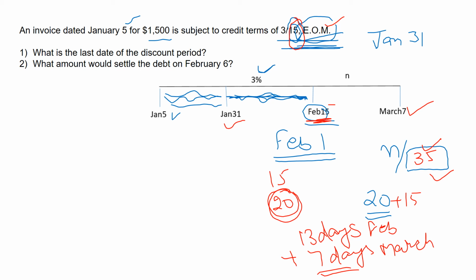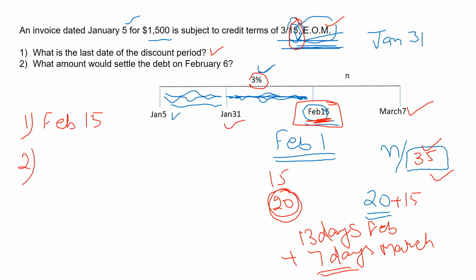Now come to the question. The first part says, what is the last date of the discount period? The last date of the discount period is February 15th. So that is the last date of the discount period and the discount is 3%. So our first part, the last date of the discount period, is February 15th.